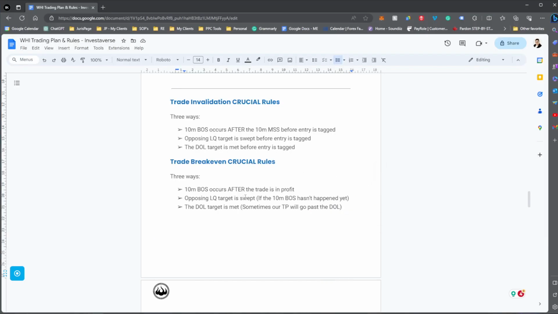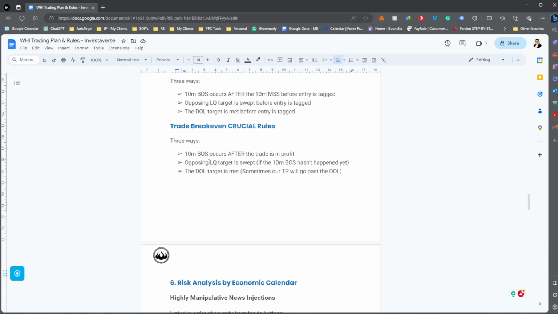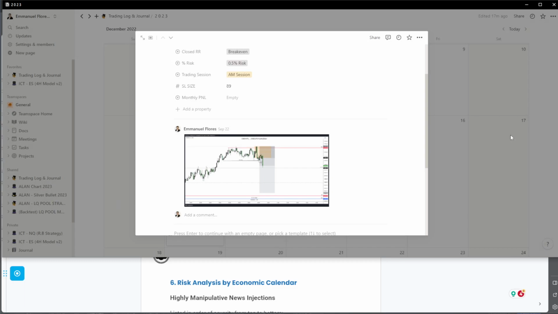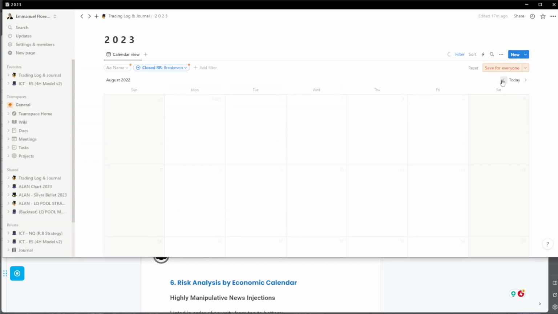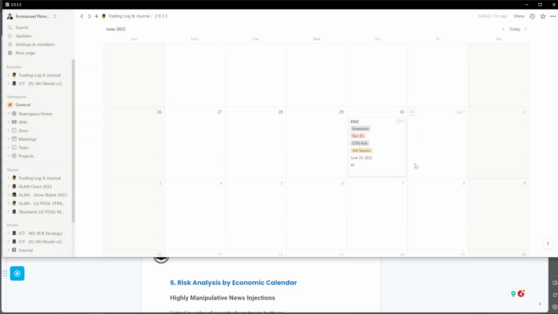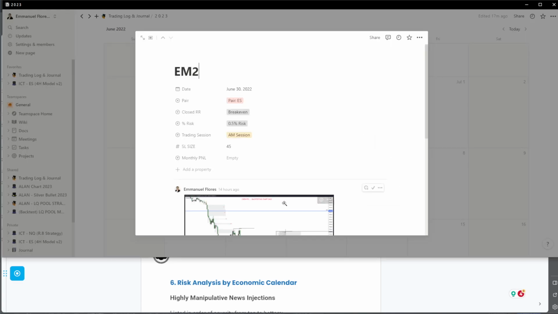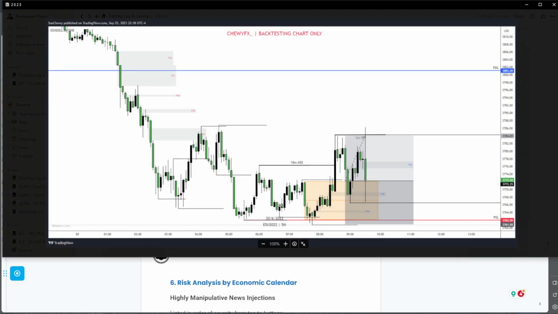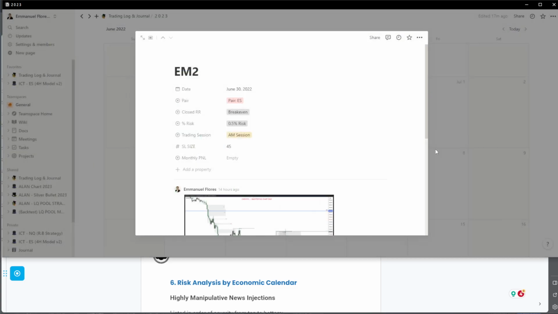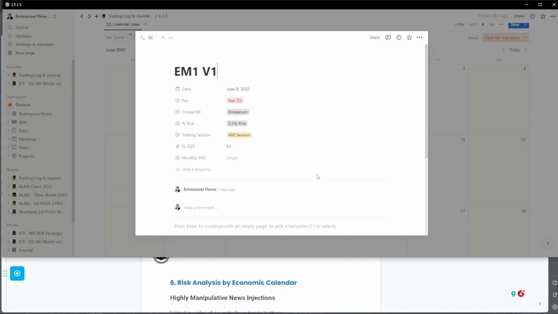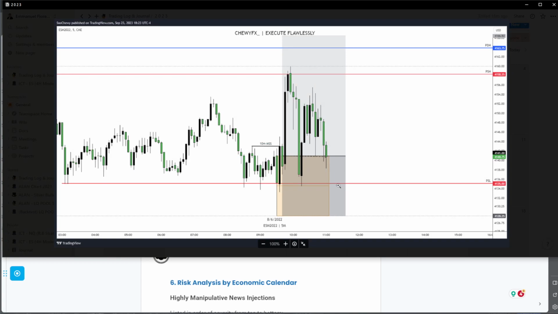Another way a trade can be set to break even is, kind of similar, if the opposing liquidity target is swept, then we have to set break even, which I think I have an example of in June of 2022. If I just look around, I think this one. No, this is a different kind of example. This is great. Okay, perfect.